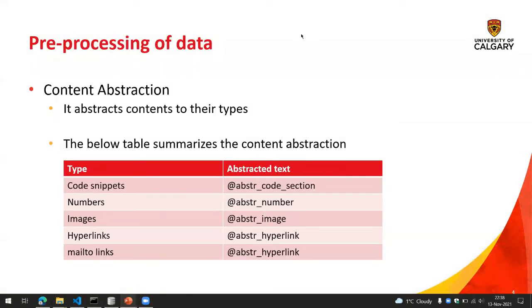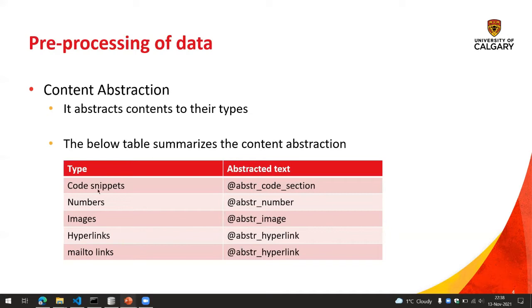Pre-processing of data. The pre-processing is basically processing of raw data before that data is fed to the machine learning model. The pre-processing can involve filtering of noise, tokenization, or stop word removal. Let's see what pre-processing we are doing in our README classifier project. The first is content abstraction. It basically abstracts contents to their types. So if our README file contains any of these types, they are replaced with these strings.